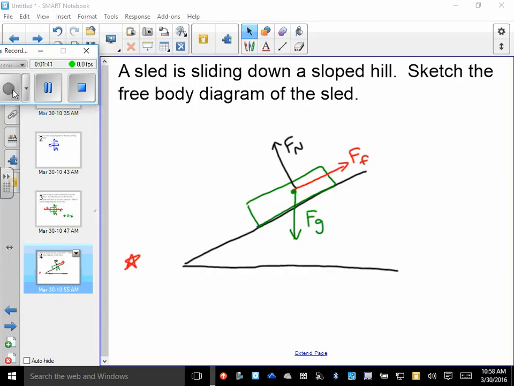Okay, so here's a free body diagram of a sled going down a hill. We don't know anything about the relative lengths of force normal, force gravity, force of friction, because it's moving and it's accelerating, right? So they're not going to add up to be zero. That's why you sled, is because you accelerate down the hill, and that's what makes it fun. So we don't know anything about the lengths.